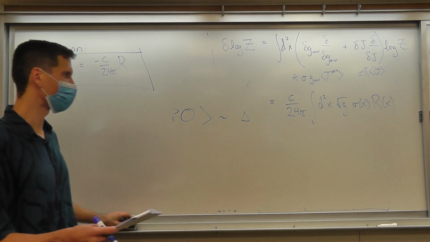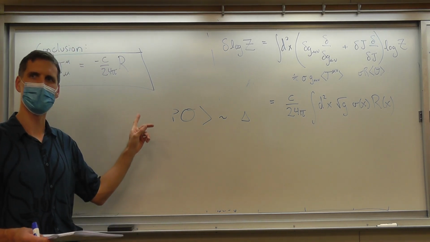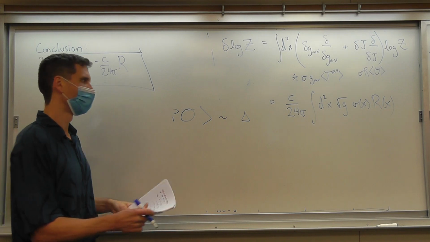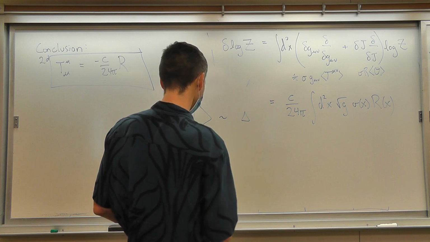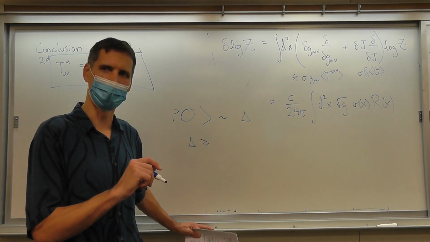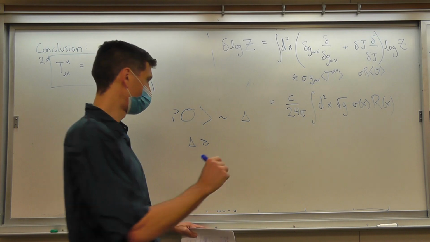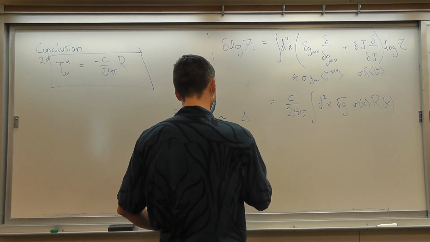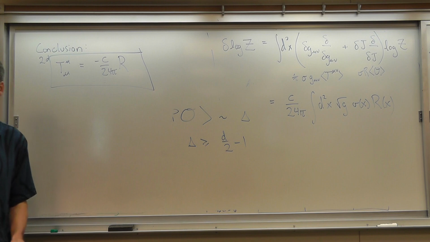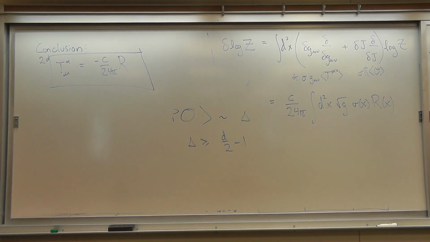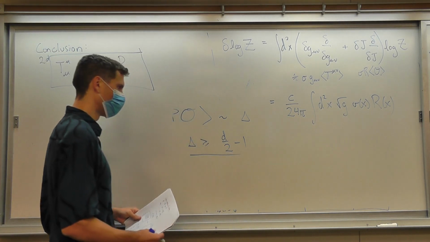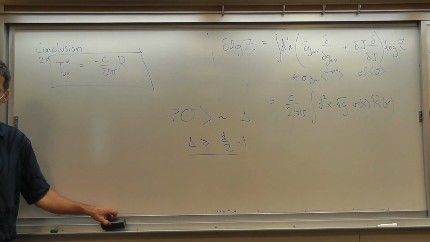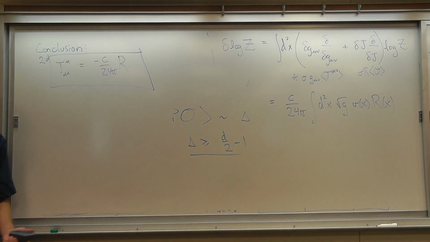I guess while I'm at it, I might as well mention that if you do this for a scalar operator in d dimensions, you find that delta has to be greater than or equal to whatever it is for a free scalar, which I can try to remember. Yeah, d over 2 minus 1. So a free scalar has dimension d over 2 minus 1, and this is called the unitarity bound. The unitarity bound for a scalar operator in a CFT says that it has to have dimension bigger than that of a free field.